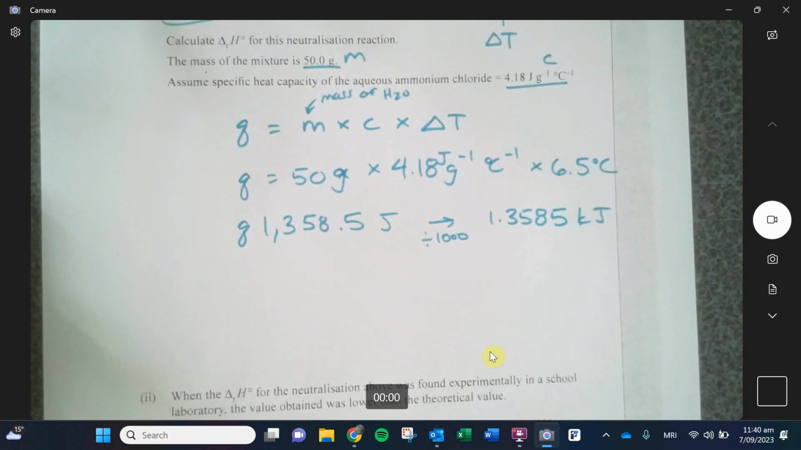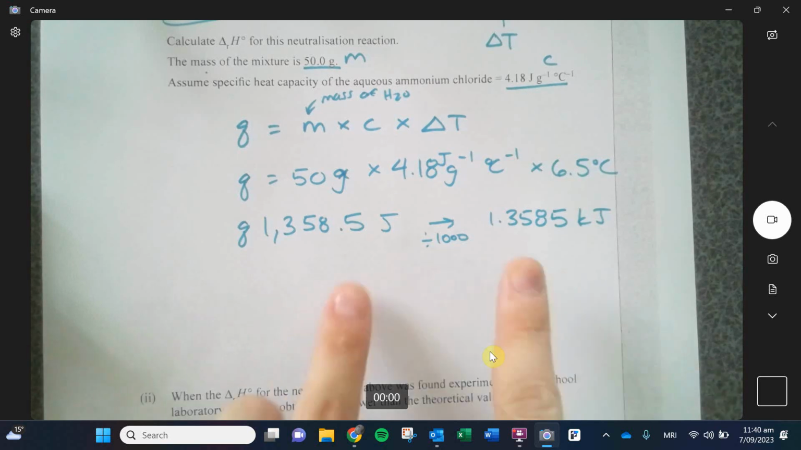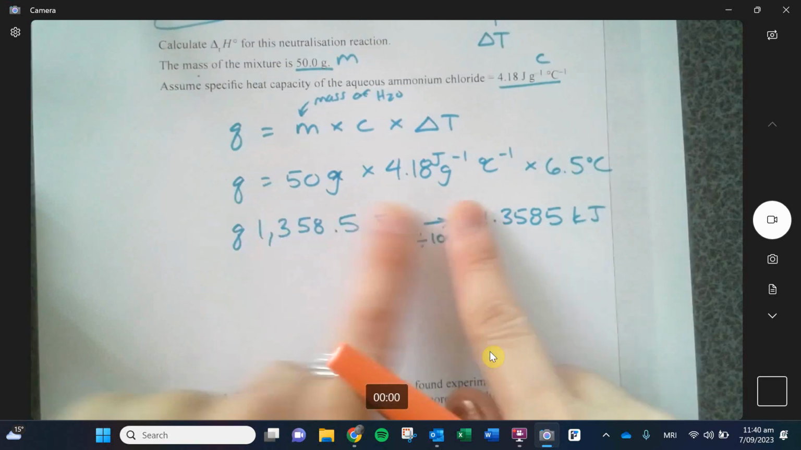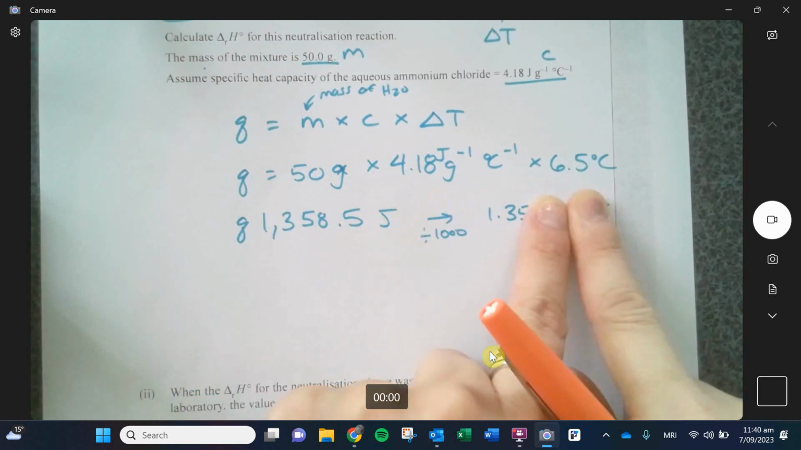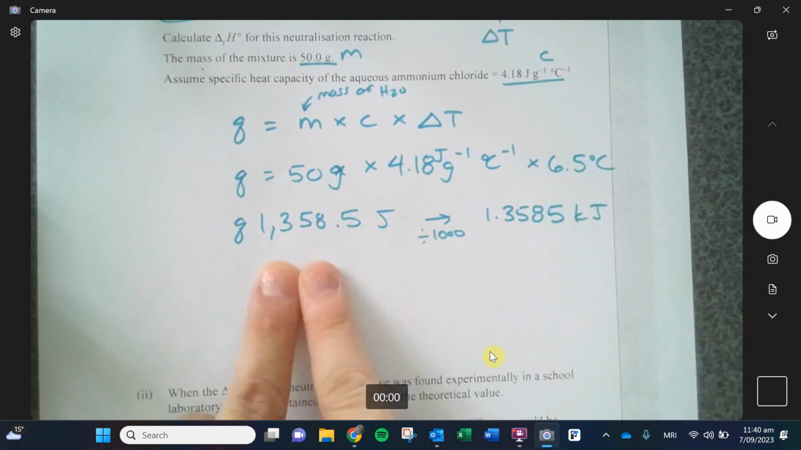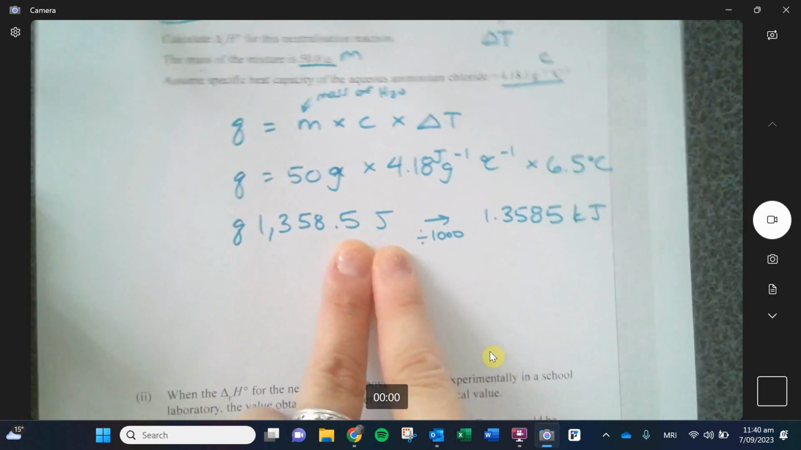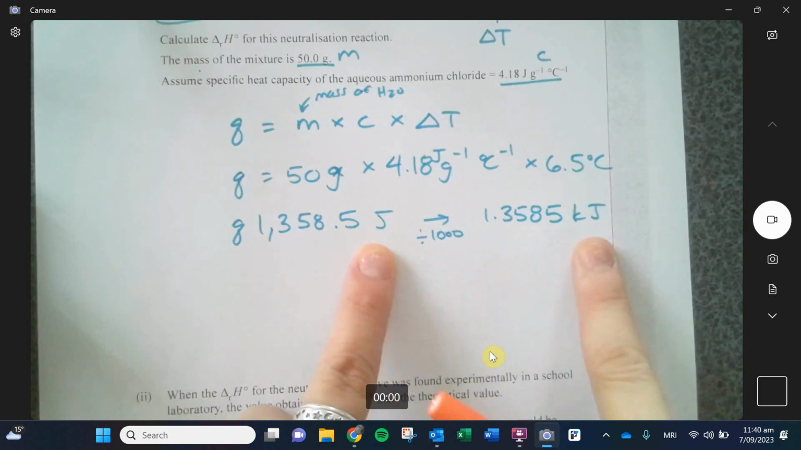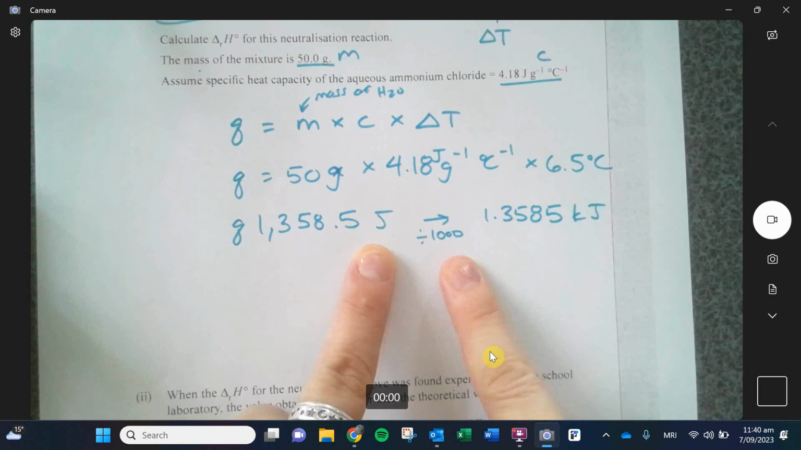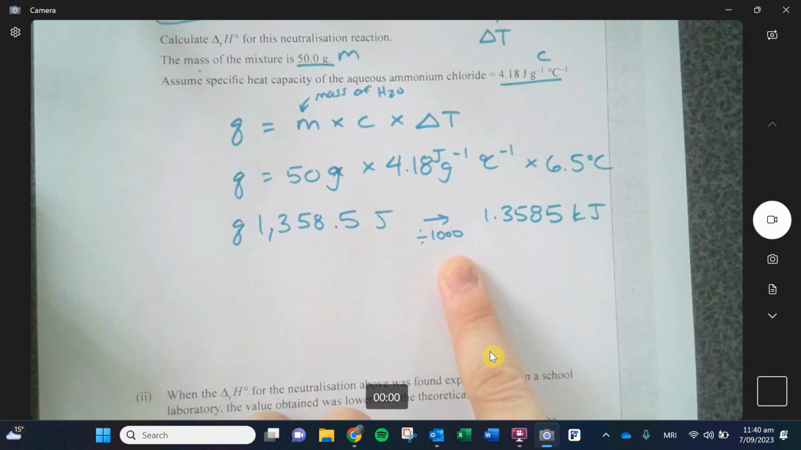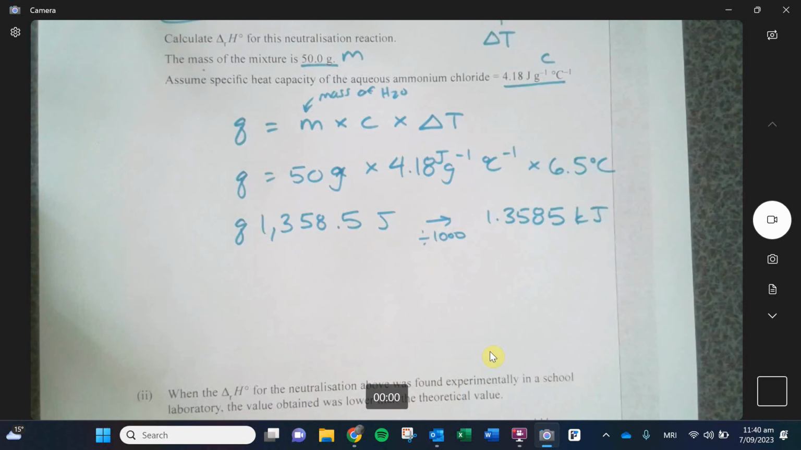Are we okay with how I got to that number? Yes, no? So 50, 4.18 times 6. These things all times together give me that number here. This number is in joules, and I want to change the units to kilojoules, so I'm just dividing it by 1,000 to get to kilojoules. We good now?